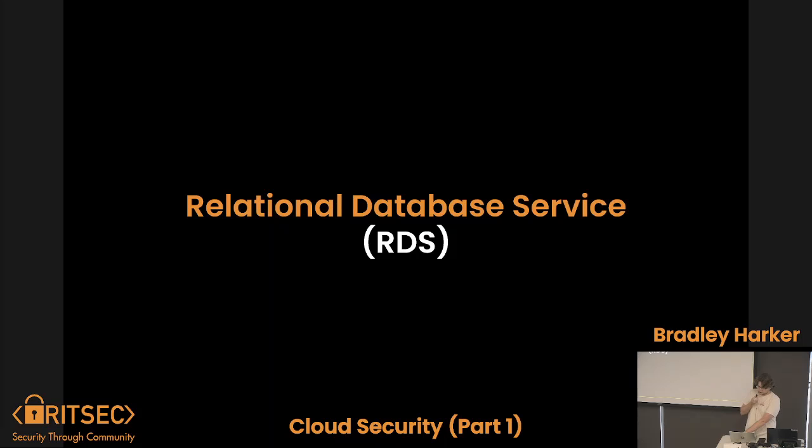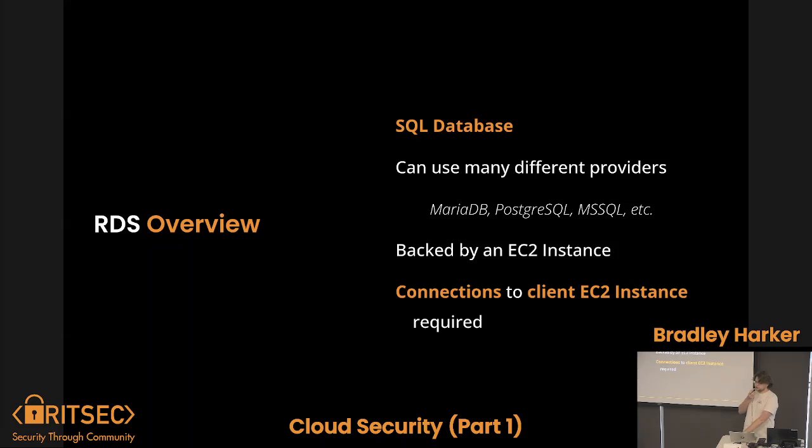Amazon also offers a Relational Database Service, or RDS. So this is just a SQL database. It's a special type of EC2 instance. In the back end, it really is just an EC2 instance. But you can just easily say, I want a MariaDB, Postgres, or Microsoft SQL, a bunch of different providers. They have them listed. You just say, I want one of these SQL database instances. And then you specify a connection to an EC2 instance.